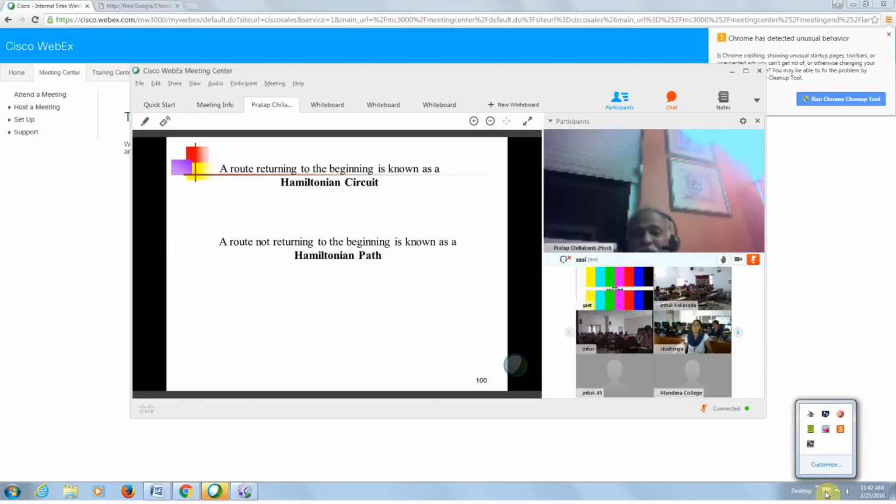Now, in your syllabus, this concept of Hamiltonian circuit or path comes in the next chapter, but I put a slide here as well because it is discussed in the context of TSP also. This was something that was formulated almost 50 years ago. The definition is a route returning to the beginning is known as a Hamiltonian circuit. You visit each and every node and come back. Only the source and destination nodes are one and the same, and they are visited twice. Every other node is visited only once.